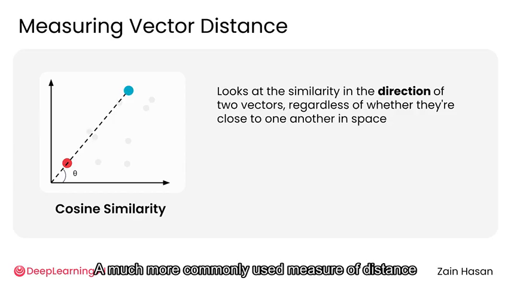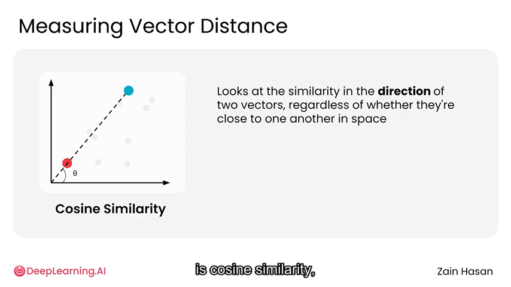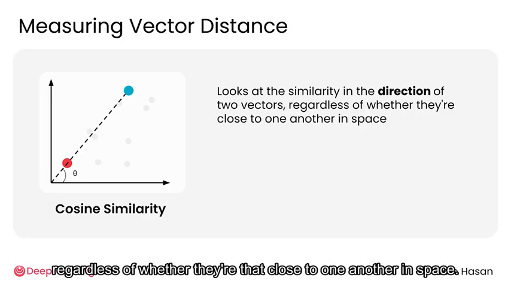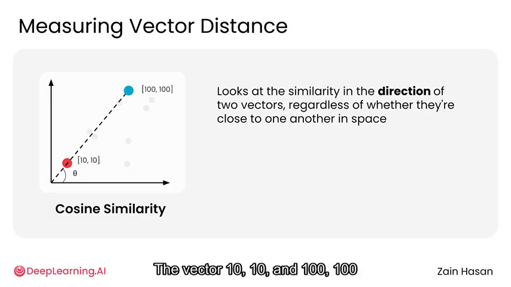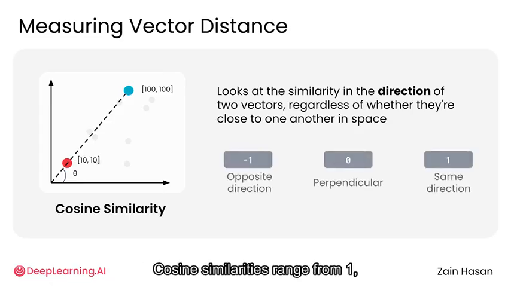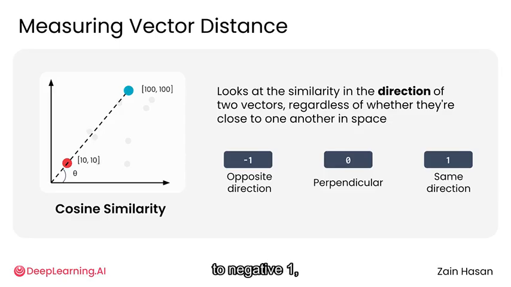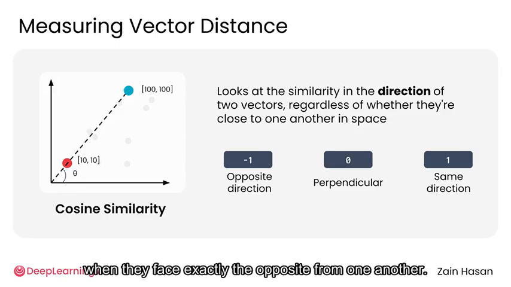A much more commonly used measure of distance is cosine similarity, which measures the similarity in the direction of 2 vectors, regardless of whether they're that close to one another in space. The vectors (10, 10) and (100, 100) aren't that close to one another, but they face in the same direction. Cosine similarities range from 1, when the vectors face exactly the same direction, to -1, when they face exactly the opposite from one another.